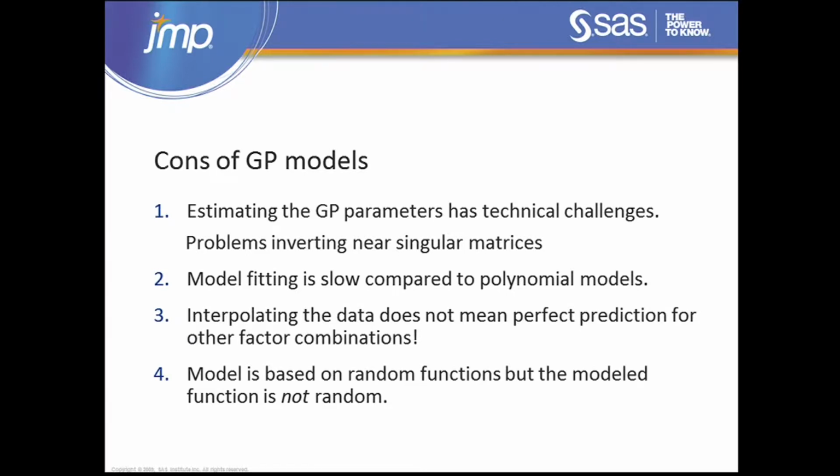Finally, the Gaussian process model is based on thinking of the thing that you're modeling as a random function, from the space of all functions, randomly chosen in some sense. And of course, what we're modeling is a deterministic computer model. So there's a mismatch between the theory of the Gaussian process and the actuality of the experiment. That causes me a great deal of cognitive difficulty.